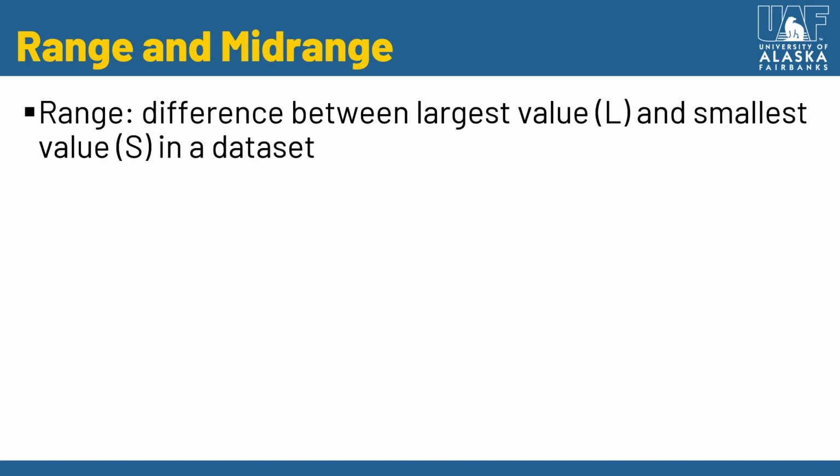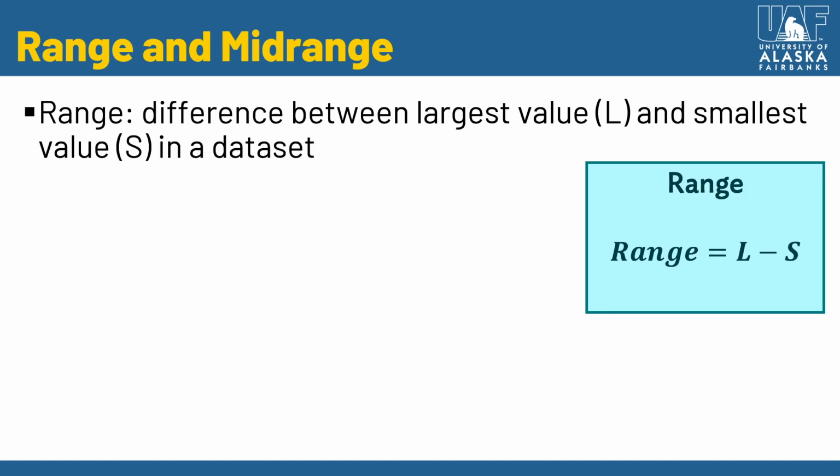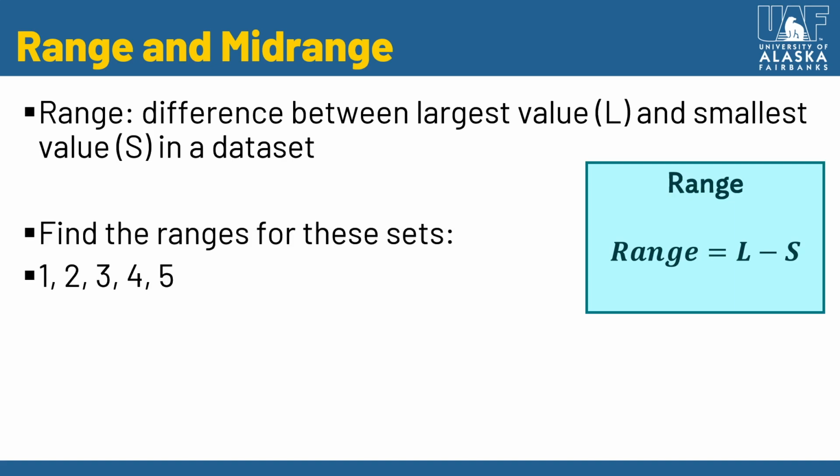Some examples of simple measures of variability are the range and the mid-range. Range is something you've probably come across before. Basically here we're just looking at the difference between the largest and smallest value in a data set, or we could depict that in an equation as L minus S. A simple example is if we have this data set 1, 2, 3, 4, 5, what's the range? You could do this math probably in your head or on paper. 5 minus 1 is 4, right? So our data were dispersed across 4 different values.